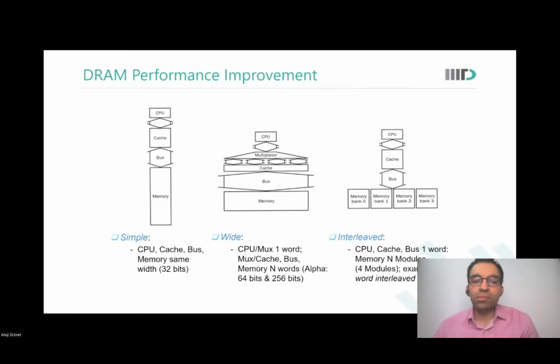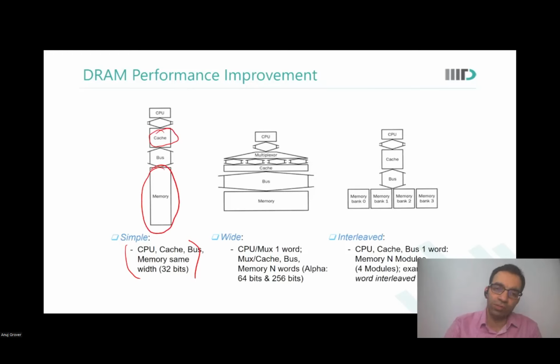So now that was one way to look at it. We said that there is a simple organization. CPU needed 64 bits, and 64 bits were available in the cache, and 64 bits were available in the memory also. However, there could be multiple ways in which performance can be further improved. We already saw burst mode improves performance.